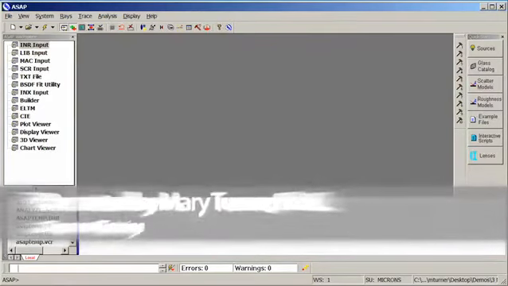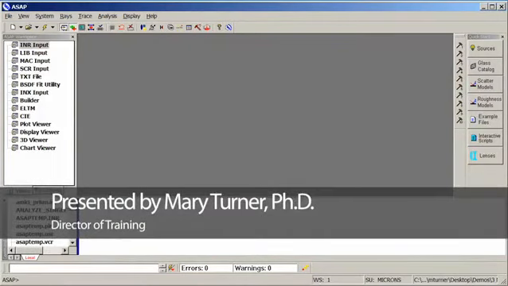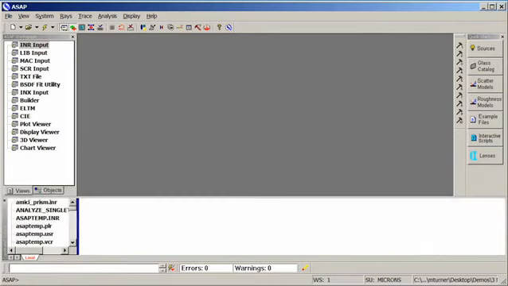ASAP can be used to analyze the propagation of light through optical fibers and do calculations on fiber coupling efficiency, as well as mode calculations. Let's take a look at propagating light through an optical fiber.